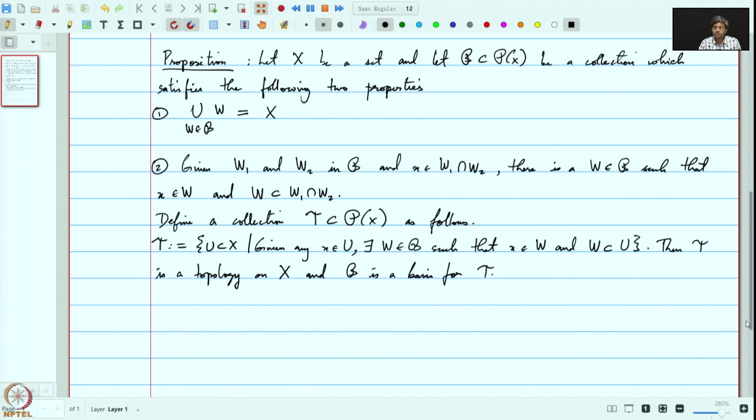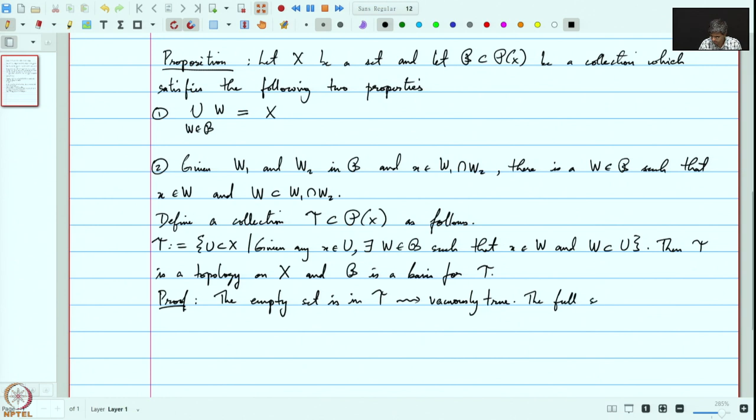So let us prove this proposition. In order to prove this proposition, we have to check that tau satisfies the three conditions which define a topology. So let's check these one by one. So the empty set is in tau. This is vacuously true, since there is no point x in the empty set, and so therefore there is nothing to check.